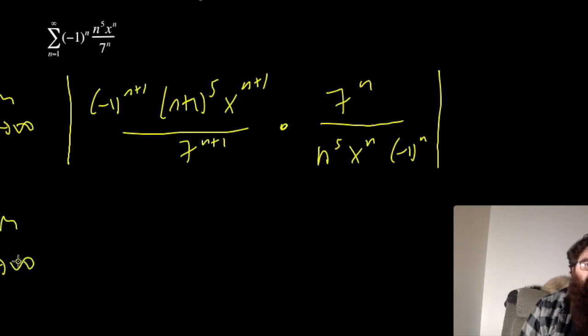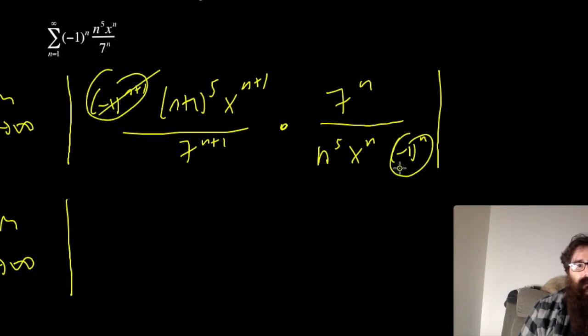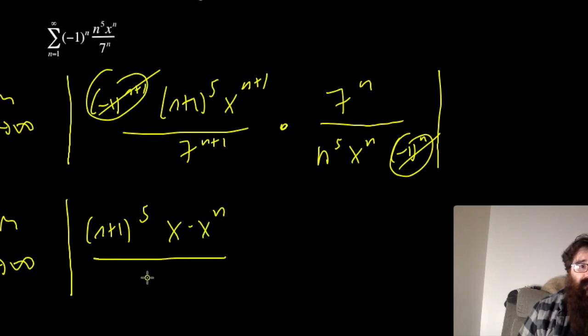I'm just going to go ahead and say it. It's inside the absolute value, so it's not going to want to stick around. So we'll say you're gone, absolute value is a bad place for you to hang out. Well, let's clean up the rest of this. So I have n plus 1 to the fifth. x to the n plus 1 is x times x to the n. 7 to the n plus 1 is 7 times 7 to the n. And I can leave this stuff the way it is. I can just rewrite it.